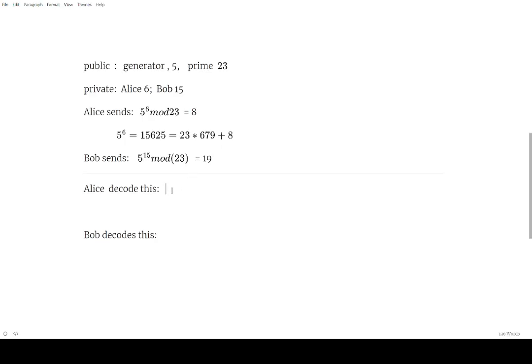Okay, and then so what does Alice decode? She takes the 19 she's got, she raises it to her private key, which is 6. Okay, she mods that by the prime, which is 23. And the answer she gets is 2.